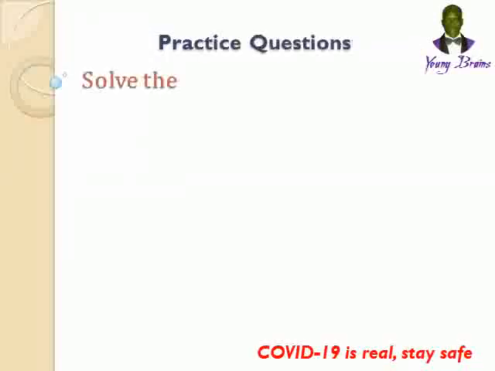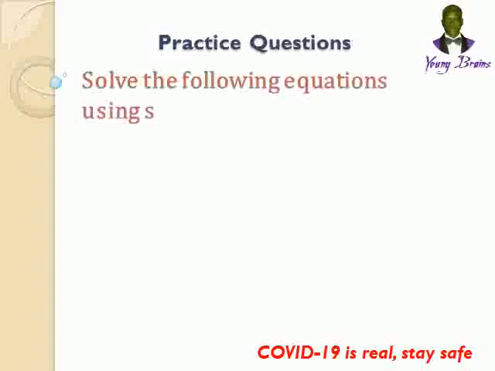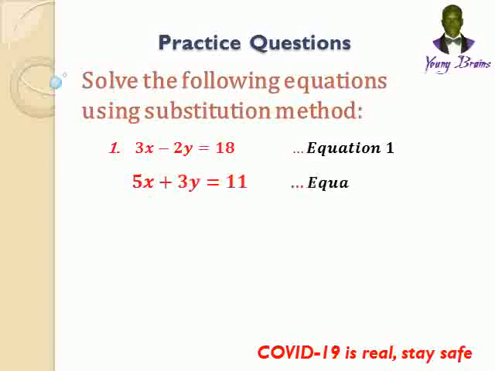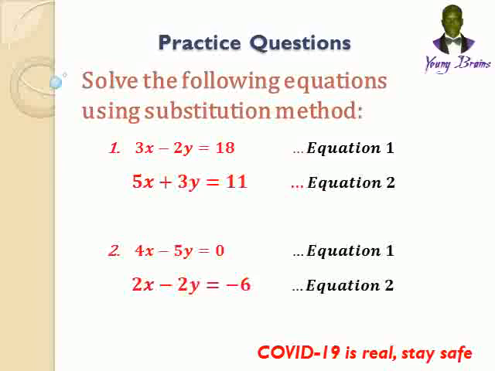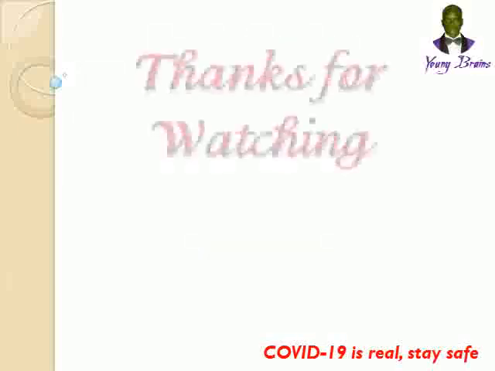Before the end of the lesson today, we want to consider some practice questions. Solve the following equations using substitution method. Question 1. 3x minus 2y equals 18, equation 1. 5x plus 3y equals 11, equation 2. Question number 2. 4x minus 5y equals 0. 2x minus 2y equals minus 6.